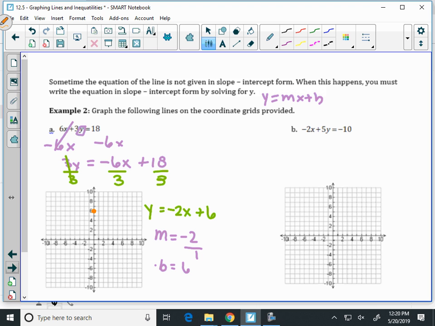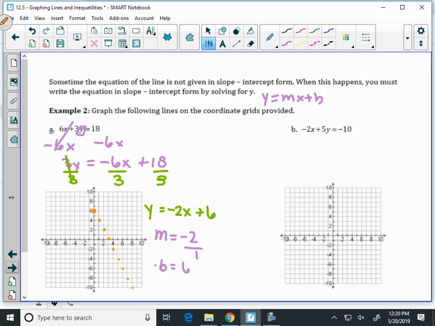So we start on that y-axis. And then follow your slope. Our slope is -2 over 1. So which direction are we going to go? -2 means we're going to go down and then right. You always go up or down and then to the right. Down to right one.